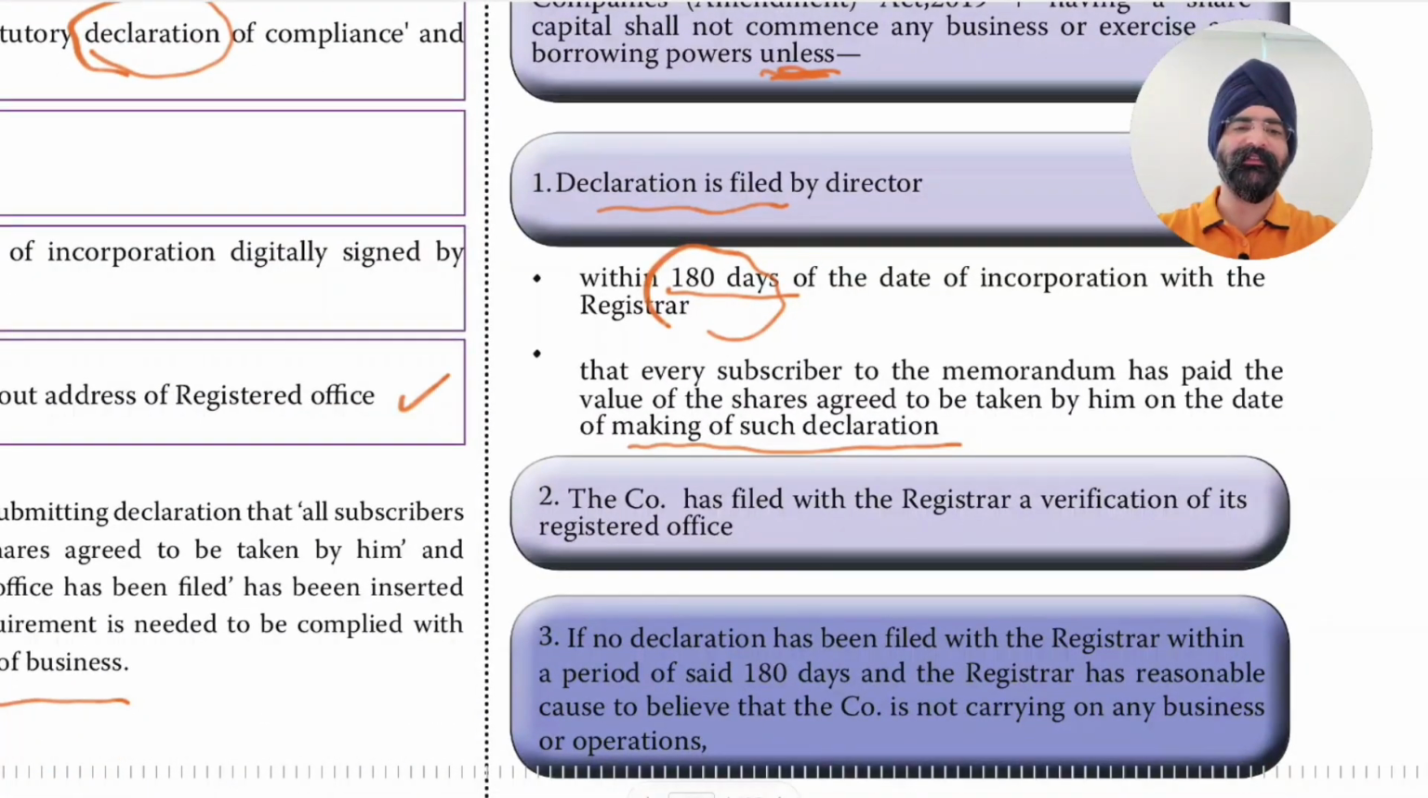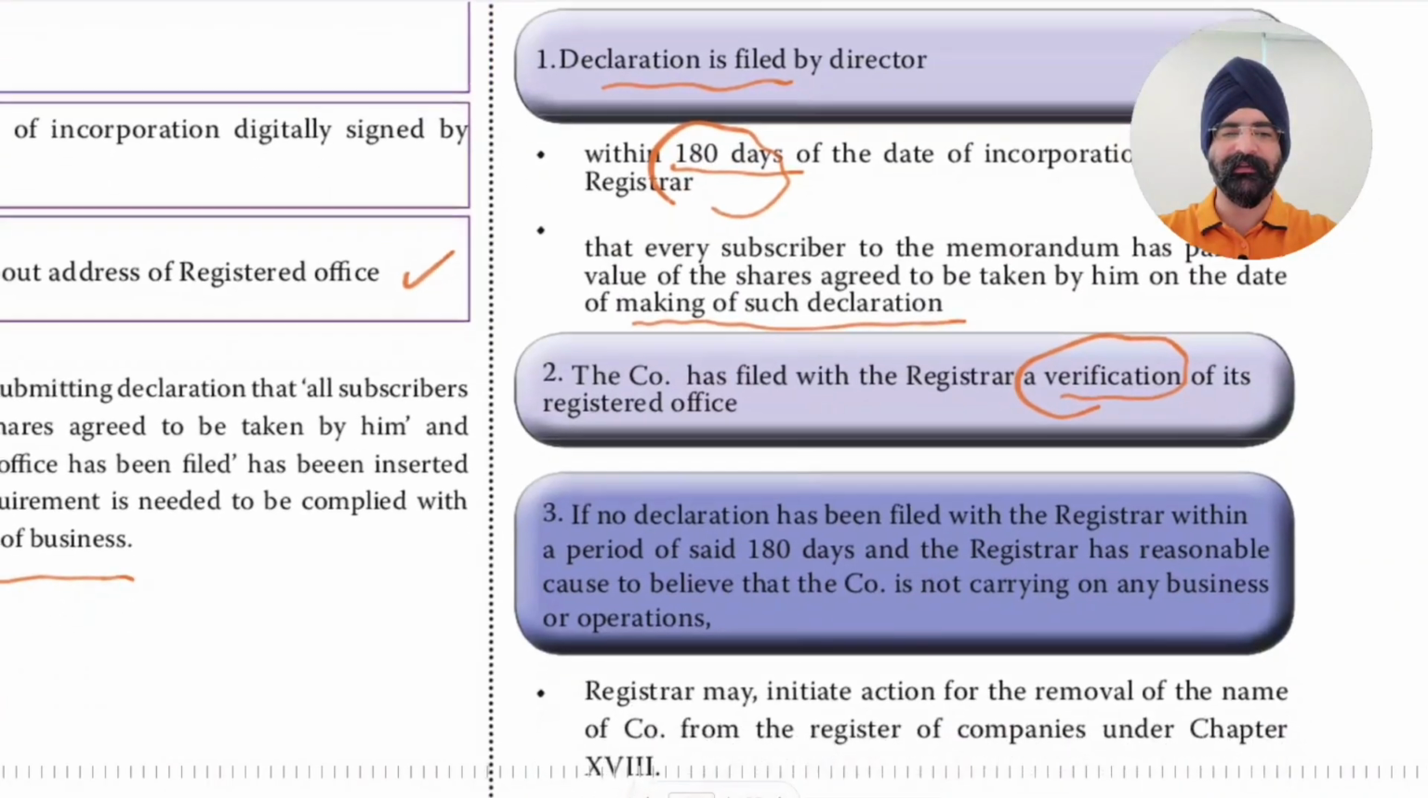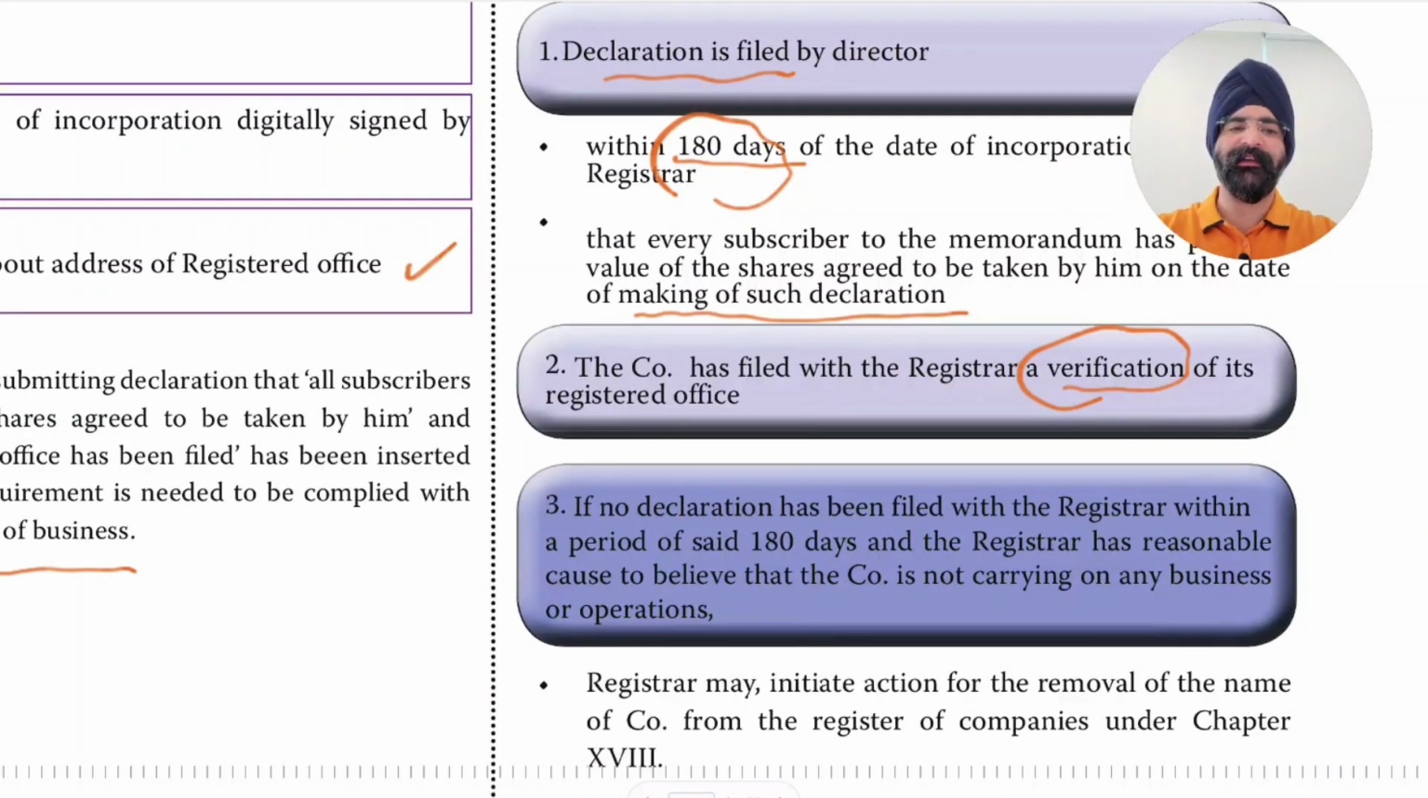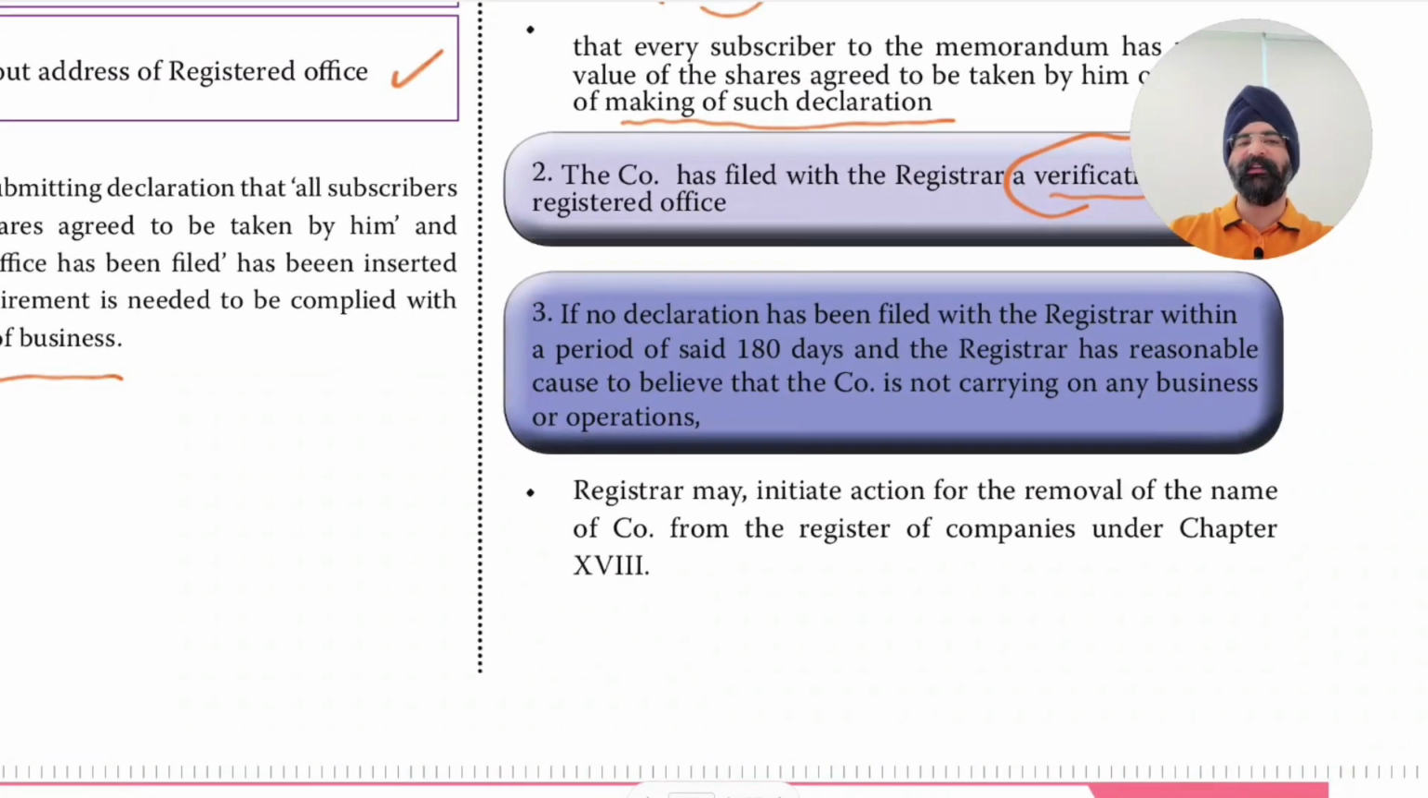Number 2 is that the company has filed with the registrar a verification of its registered office. Now, if no declaration has been filed with the registrar within the said 180 days, and the registrar has reasonable cause to believe that the company is not carrying on any business or operation, the registrar may initiate action for the removal of the name of the company from the register of companies under chapter 18. So action will be initiated for removal of the name.